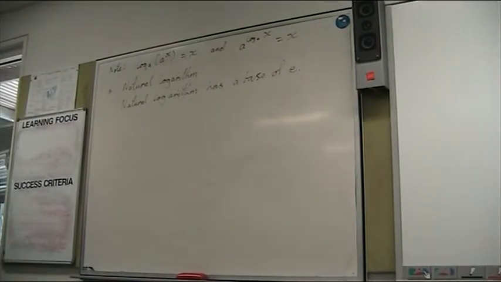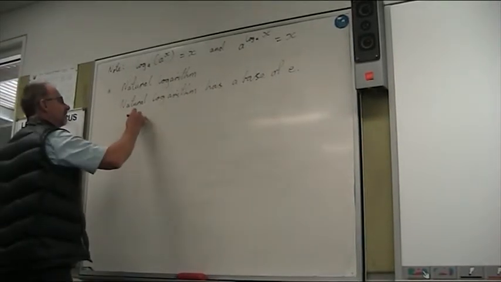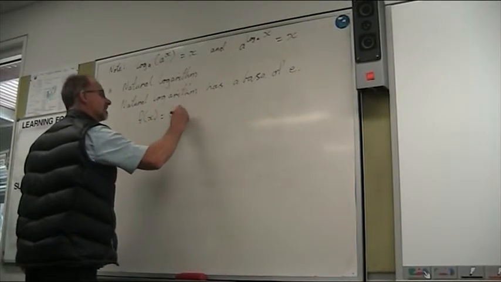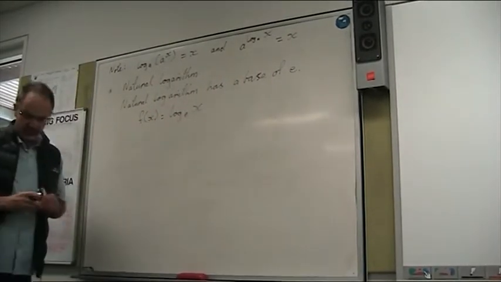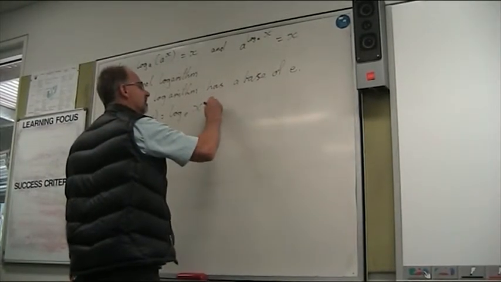All right, that's the base of e, which is the natural number. So f of x equals log to the base e of x is the natural log. And sometimes you see it written.